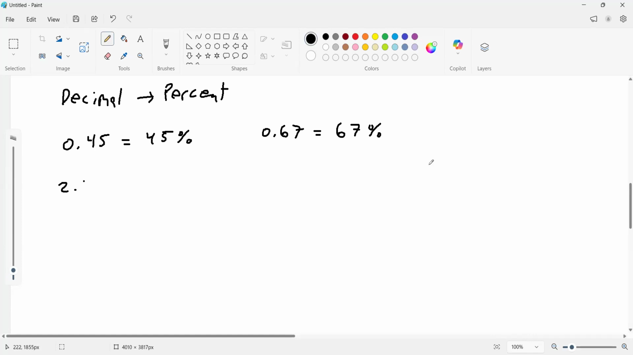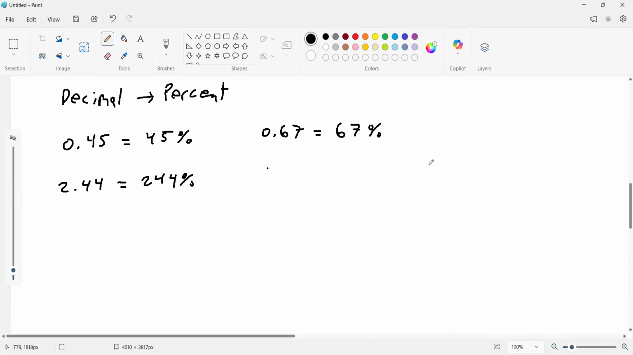What if I had something like 2.44? Well, 2.44 is a decimal. And just because there's now a number here doesn't change the definition. I just move that decimal point over twice, and I get 244%. Okay? Percentages can exceed 100, and that's okay.